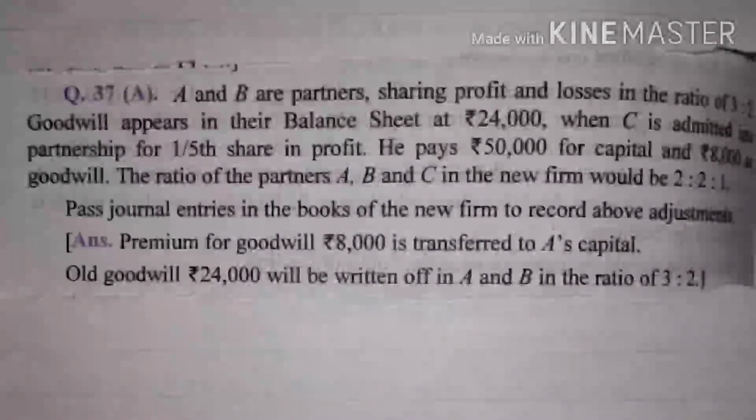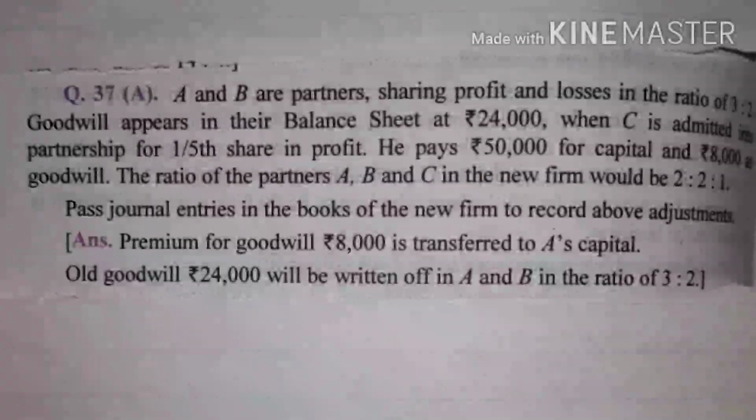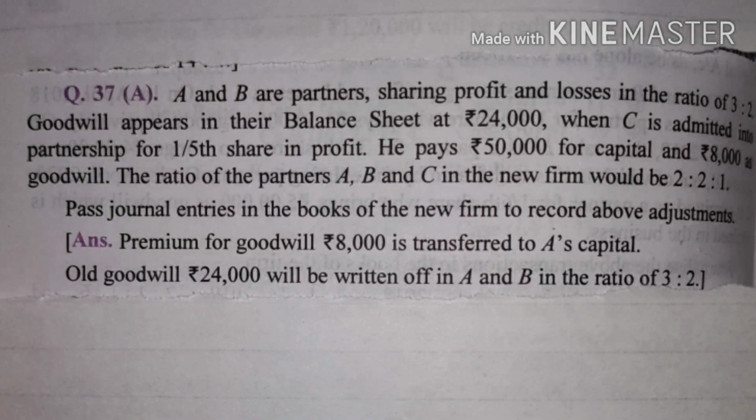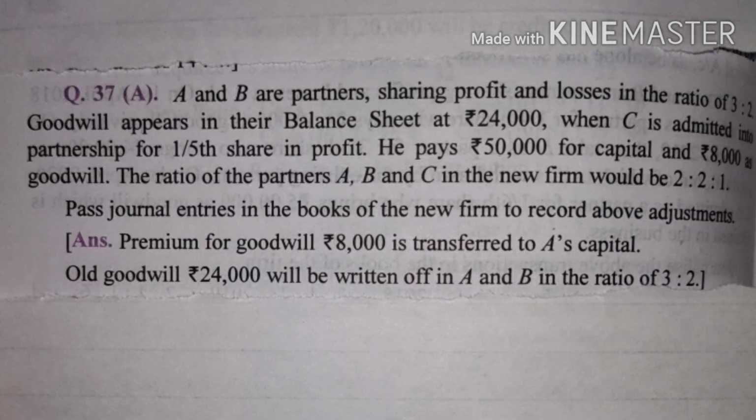Okay children, so here we have the next question, and it goes like: A and B are partners sharing profit and losses in the ratio of 3:2. Goodwill appears in their balance sheet at 24,000. Now what is this? I told you that on the date of admission, goodwill of the firm will be valued. That means the partners will be calculating the value of goodwill of the firm on the date of admission itself. But they are telling you that goodwill appears in their balance sheet at 24,000.